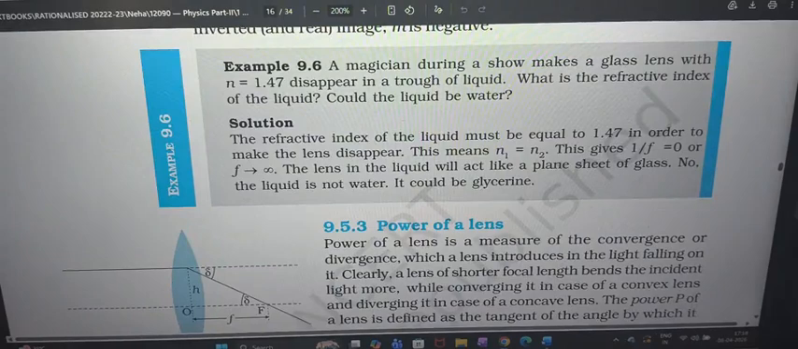And while comparing this refractive index, we just said the liquid should have a refractive index of 1.47, so it can't be water. It should be something like glycerin. Whatever liquid's refractive index is 1.47, that liquid can be used. Water cannot be used because the refractive index of water is around 1.3, so I can't use that one.